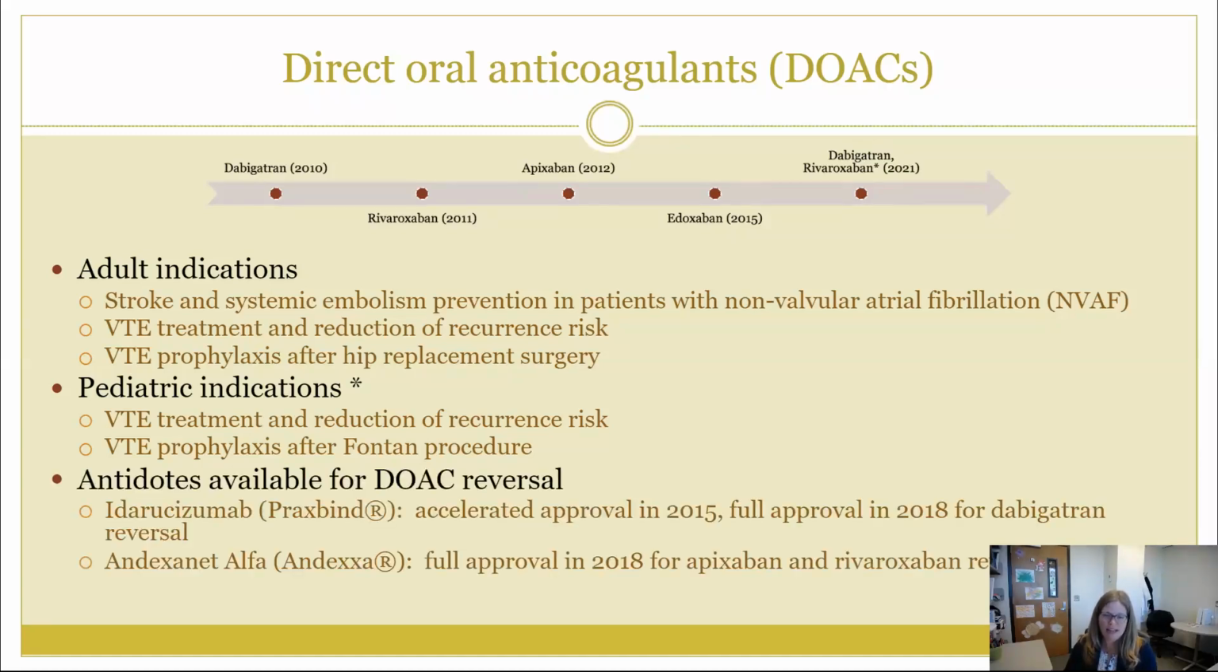Also worth noting is that there are now antidotes available for DOAC reversal. There are 2 of these available. These were not actually available at the time that the medications were approved by the FDA. The first of these reversal agents is Praxbind, and this received accelerated approval in 2015 and full approval in 2018 for dabigatran reversal. And then Andexanet alfa, or Andexxa, was granted full approval in 2018 for both apixaban and rivaroxaban reversal. And so we'll come back to talk about antidotes in the second half of the webinar.